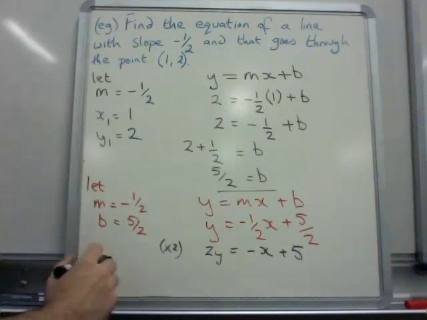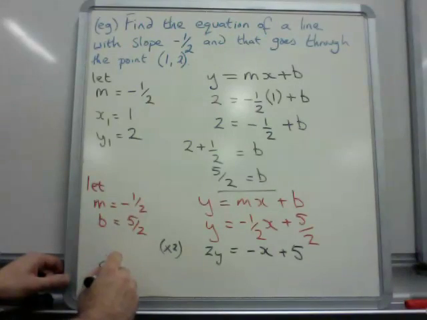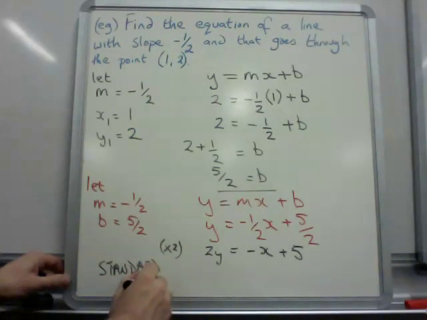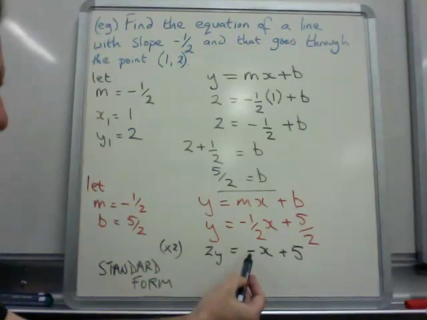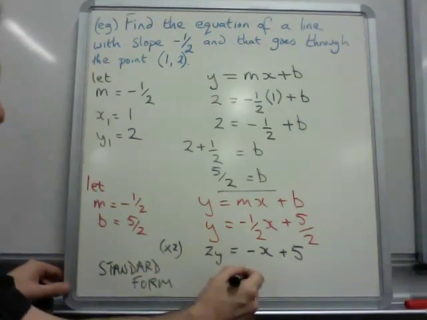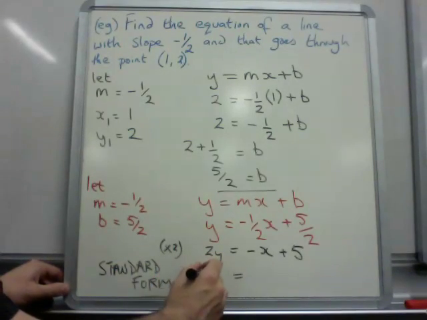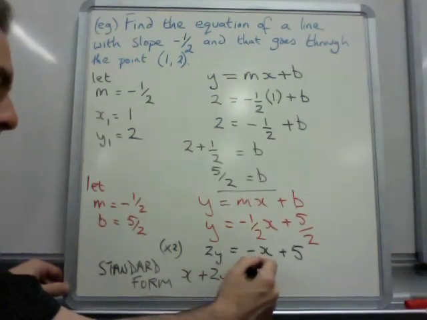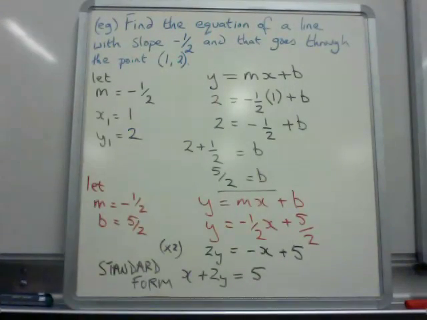If you're American, they might say, leave your answer in standard form. Well, what does that mean? That means putting the x and y together on the same side. So if I add x to both sides, this would become x plus 2y equals 5. Any of these are fine.